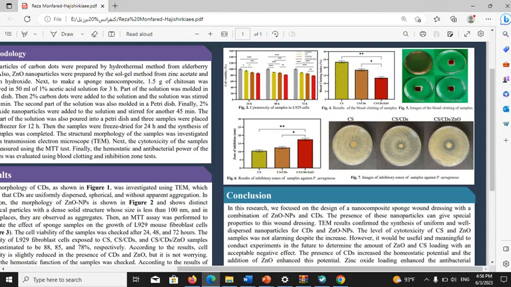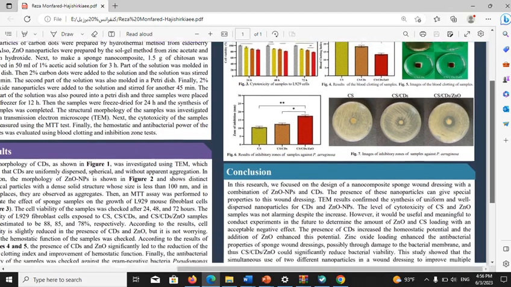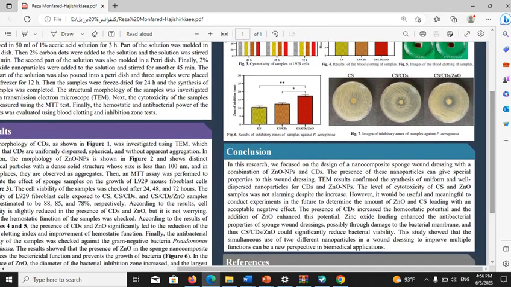This study showed that the simultaneous use of two different nanoparticles in a wound dressing to improve multiple functions can be a new perspective in biomedical application.